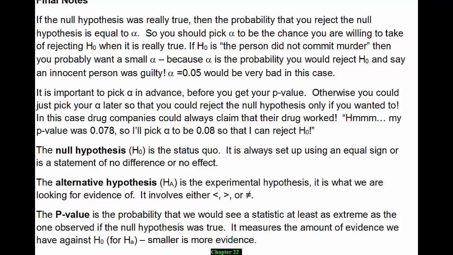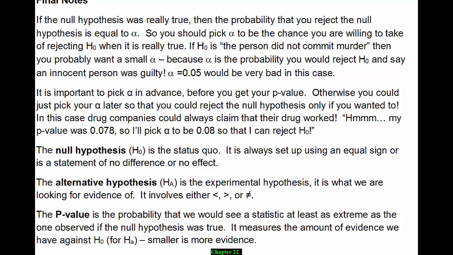If the null hypothesis is the person did not commit murder, then you probably want a small alpha, because alpha is the probability you reject the null and say an innocent person is guilty. Alpha equals 0.05 would be very bad in this case. If you're not sure which way to go, use alpha equals 0.05.